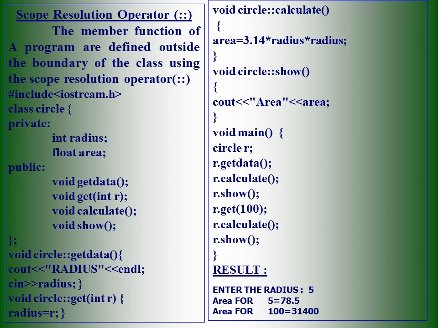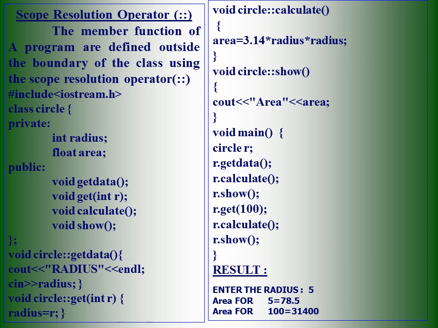The method of using the scope resolution operator here is: void circle. Actually void is the return type, circle is the class name, and after that we use the scope resolution operator, which means two colons placed together. After that we mention the function we declared inside the class, and afterwards we define what the function should do. The statements of the function are written afterwards, and we close the function after its definition is completed.